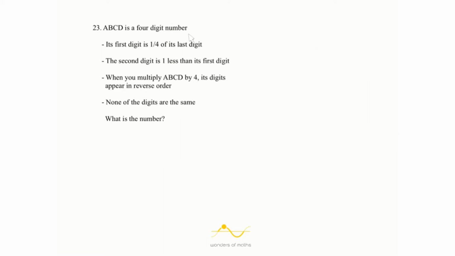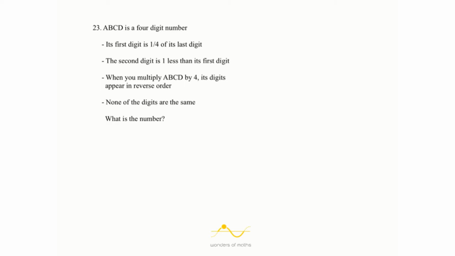ABCD is a 4-digit number. Its first digit is a quarter of its last digit. The second digit is 1 less than its first digit. When you multiply ABCD by 4, its digits appear in reverse order. None of the digits are the same. What is the number?